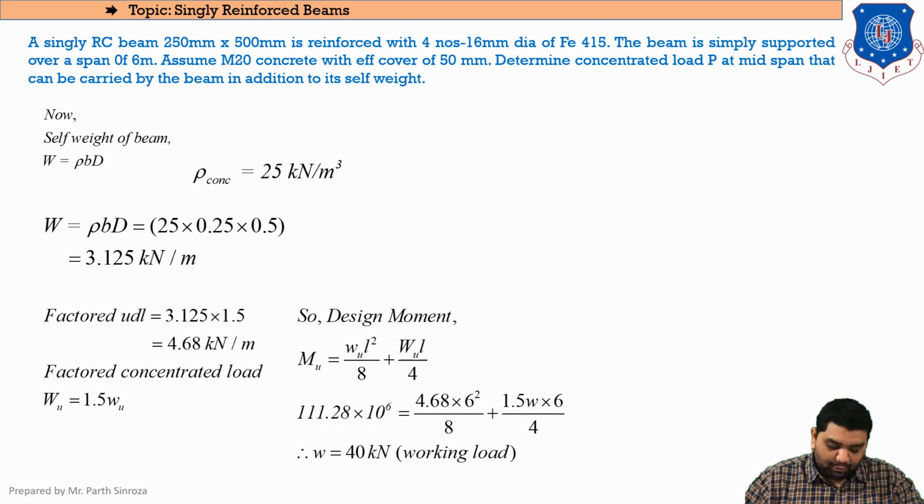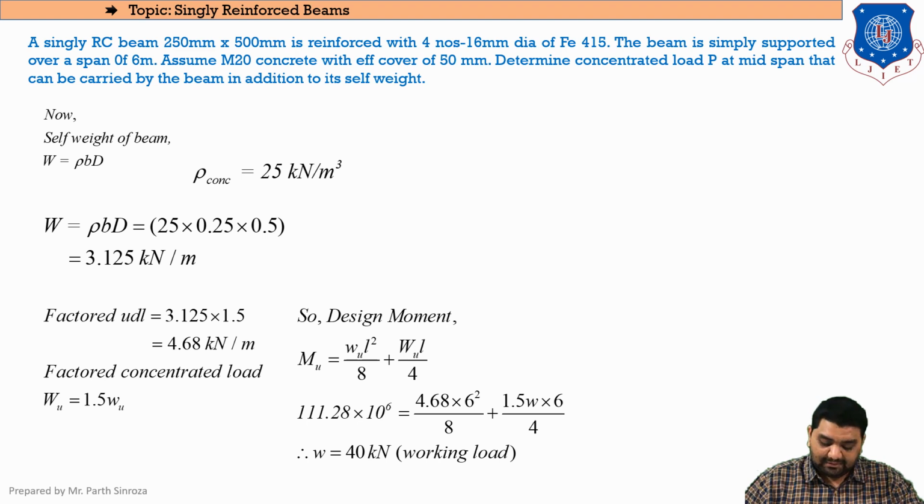The design moment will be MU, and will be a combination of our UDL as well as the concentrated load. For UDL, the maximum moment will always be WL square by 8, and for the concentrated load it will be WL by 4. But keep in mind, here we will be substituting the value of our factored loads. Clear? So factored W will be 1.5 into small w. We need to find this value of small w. So here we have obtained everything. We just need to substitute the values, and we need to find the value of small w, that is our concentrated load, which comes out to be 40 kilonewton, that is the working load. Clear? So this was our sum pertaining to the calculation of our concentrated load.